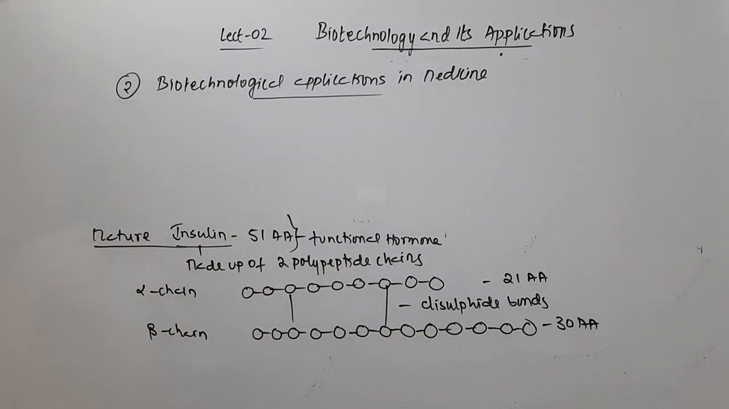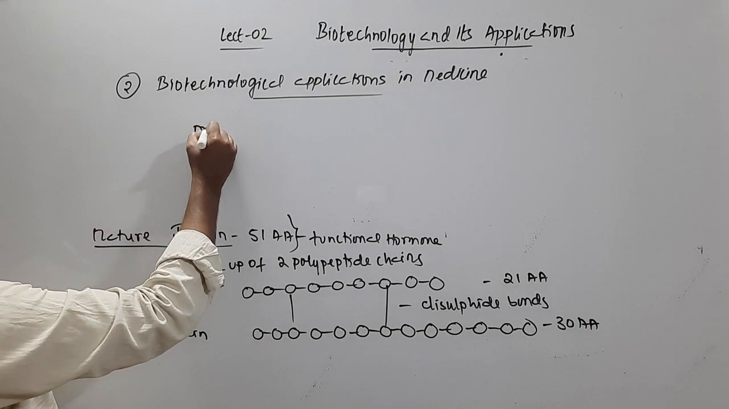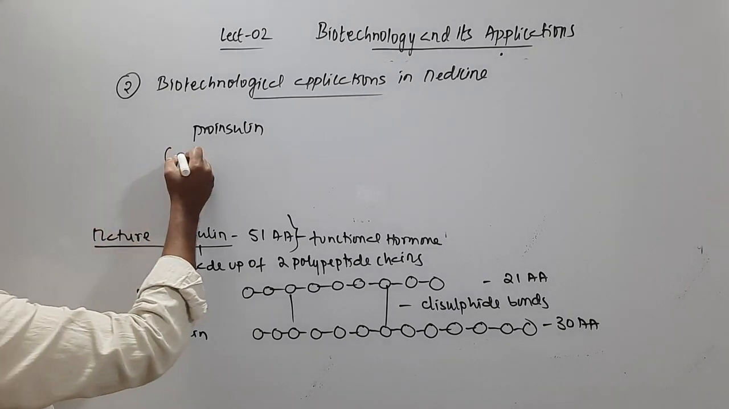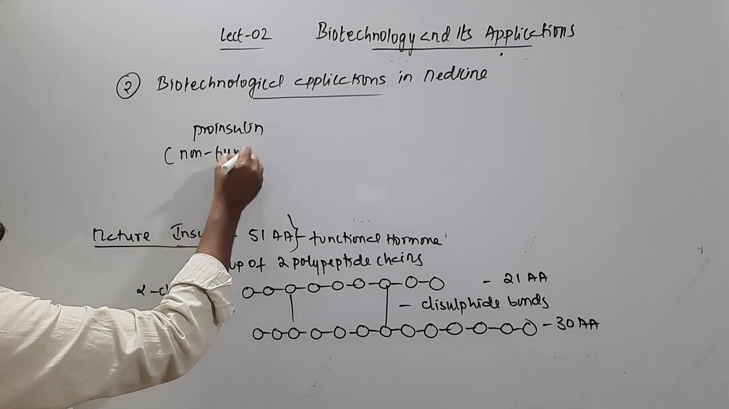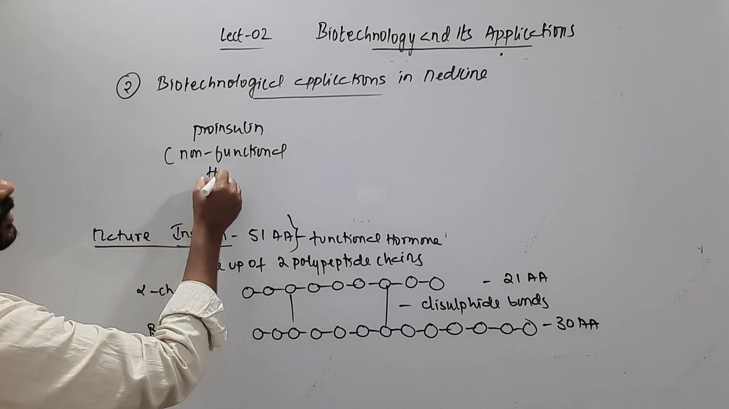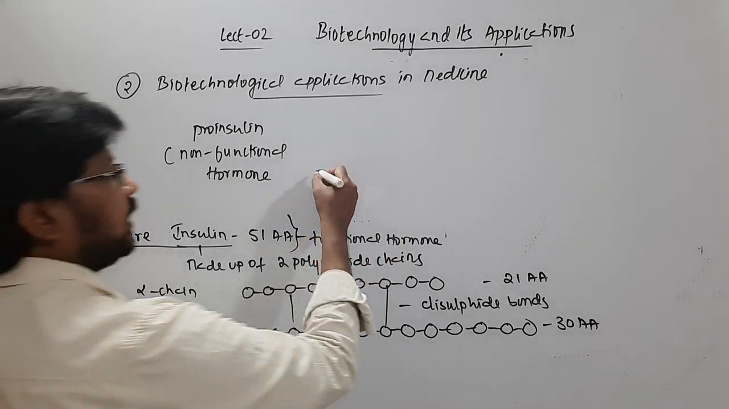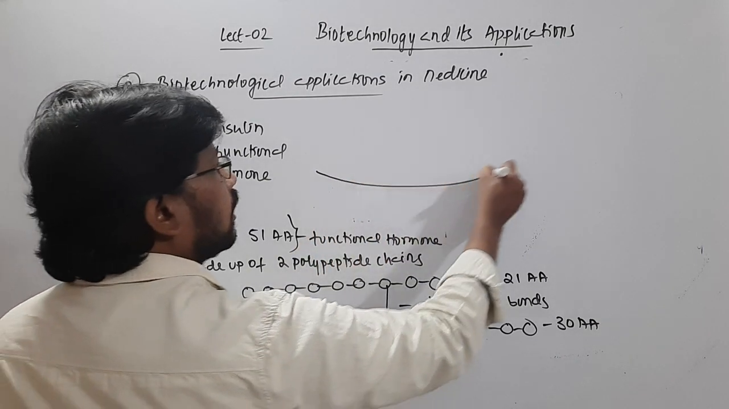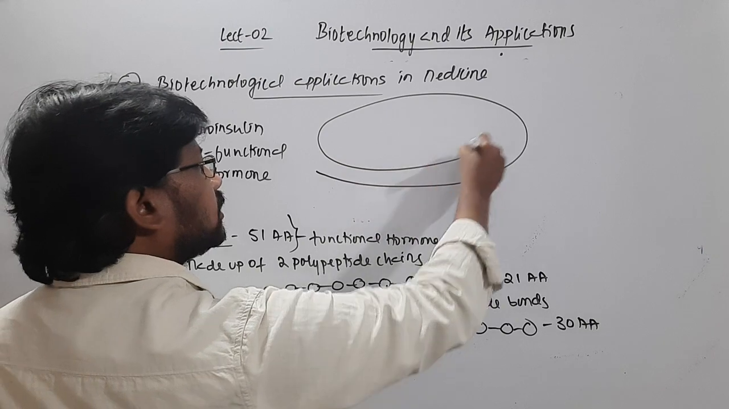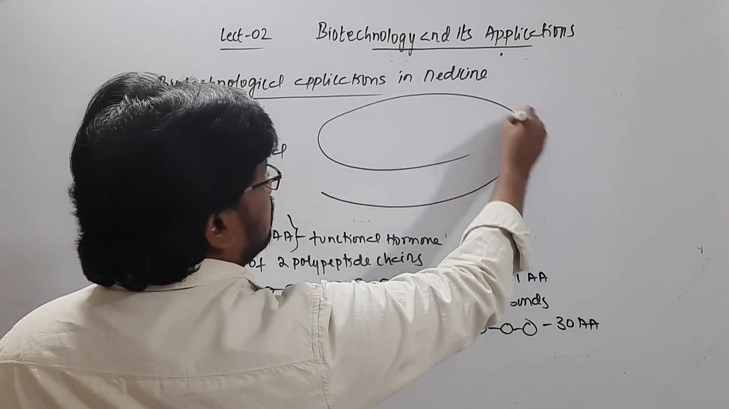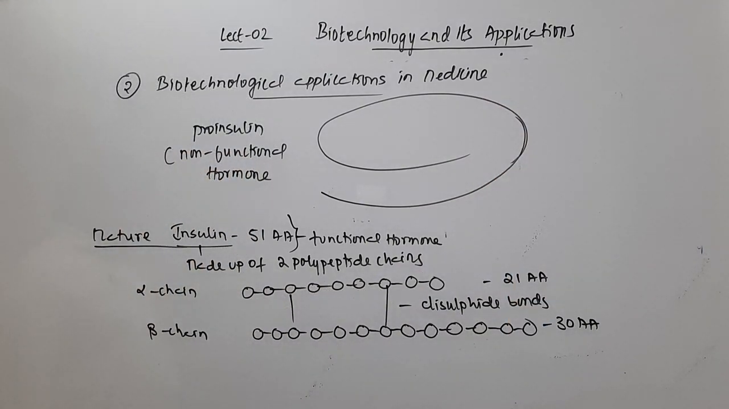and that is called the proinsulin. So this is an inactive or non-functional hormone. It's a non-functional hormone. Okay, so when we see this proinsulin, it will have a structure, something like this.